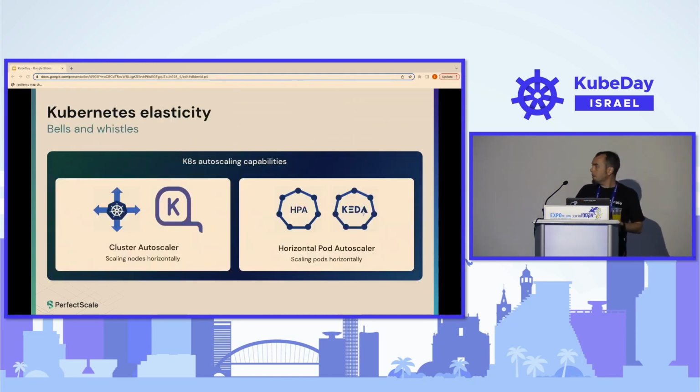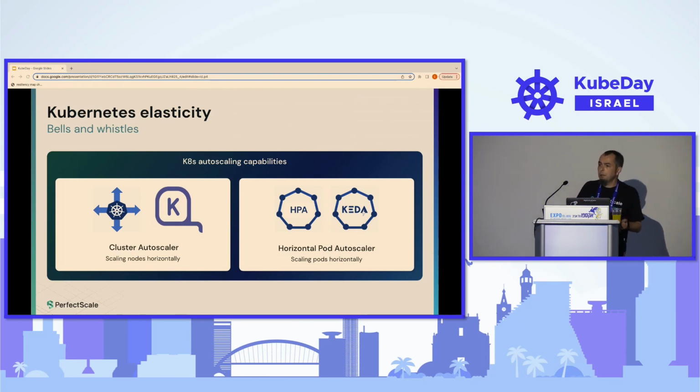Kubernetes and the open source community bring us a few tools. Those tools are widely adopted and battle proven for horizontal scaling. There is the Cluster Autoscaler, AWS Karpenter, and GKE Autopilot to scale your nodes automatically. There are HPA and KEDA to scale the pods horizontally.